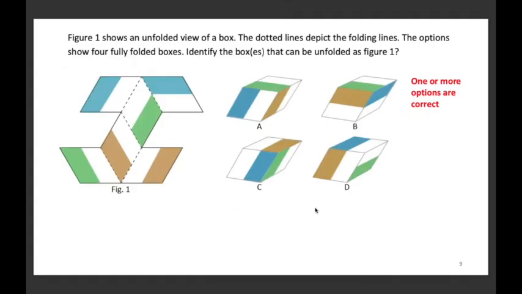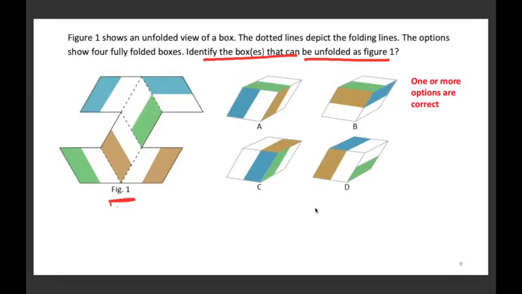Figure 1 shows an unfolded view of a box, which is this one. The dotted lines depict the folding lines. The options show 4 fully folded boxes. You have to identify the boxes that can be unfolded as figure 1. One or more options are correct.